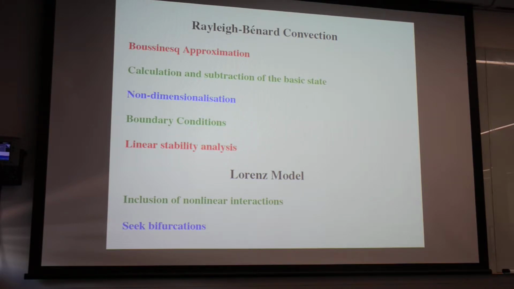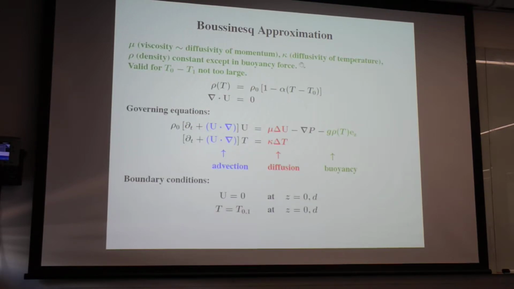So the steps of the class, and we'll probably get to the third item or so, are very classical things. Boussinesq approximation, basic state, non-dimensionalization, linear stability. It's supposed to be an illustration of how you take a big physical problem and you reduce it to what we were doing just before.